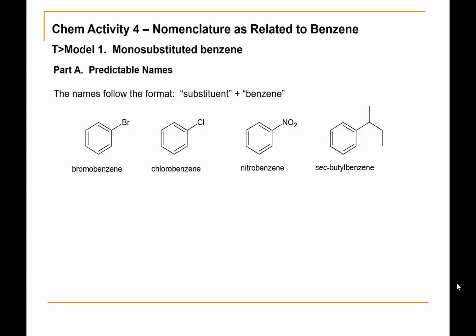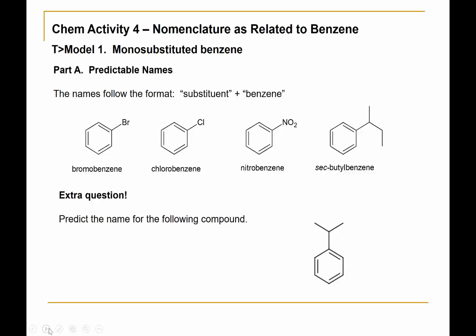So shown in Part A, we have names that follow the format substituent plus benzene. So bromobenzene, chlorobenzene, nitrobenzene, nothing unusual about this. As a bit of practice, please consider the following. Predict the name for the following compound. As you might expect, the name of this compound is isopropylbenzene.